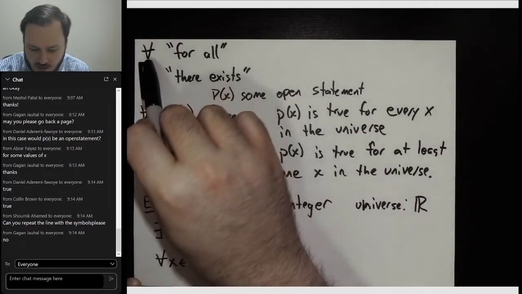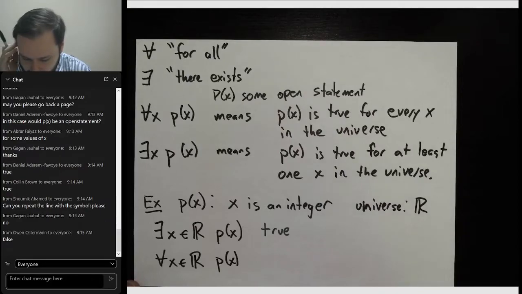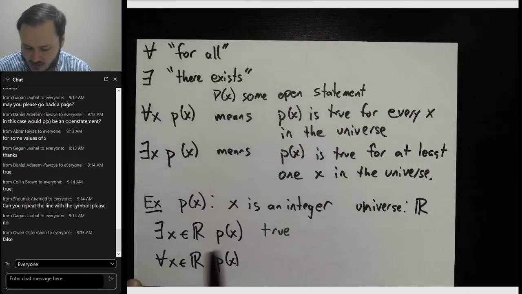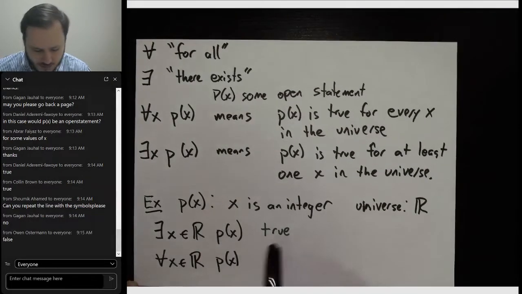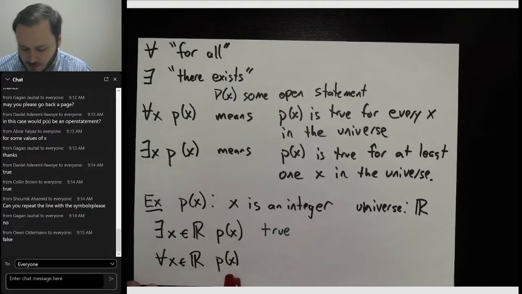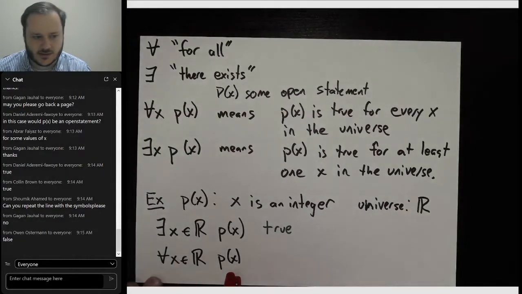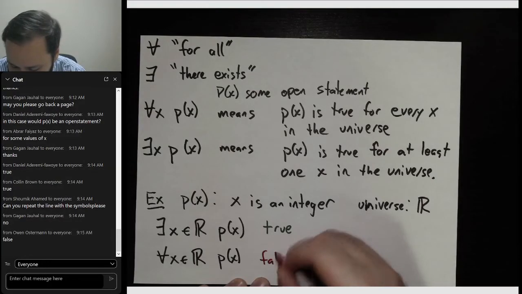This symbol means for all. This symbol means there exists. This is there exists x in the real numbers such that P of x, which is true. And this statement is for all x in the real numbers, P of x, or equivalently, for all x in the real numbers, x is an integer, and this is false.